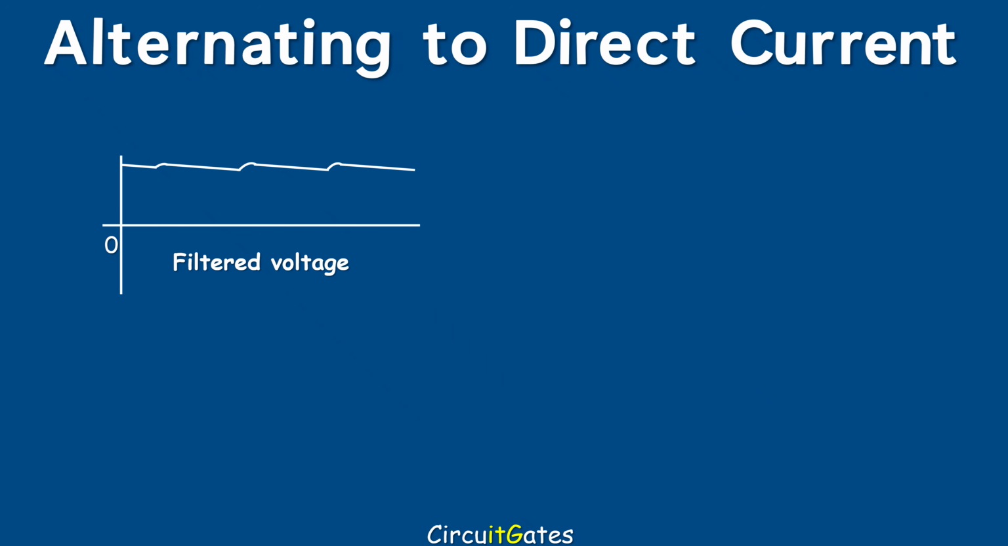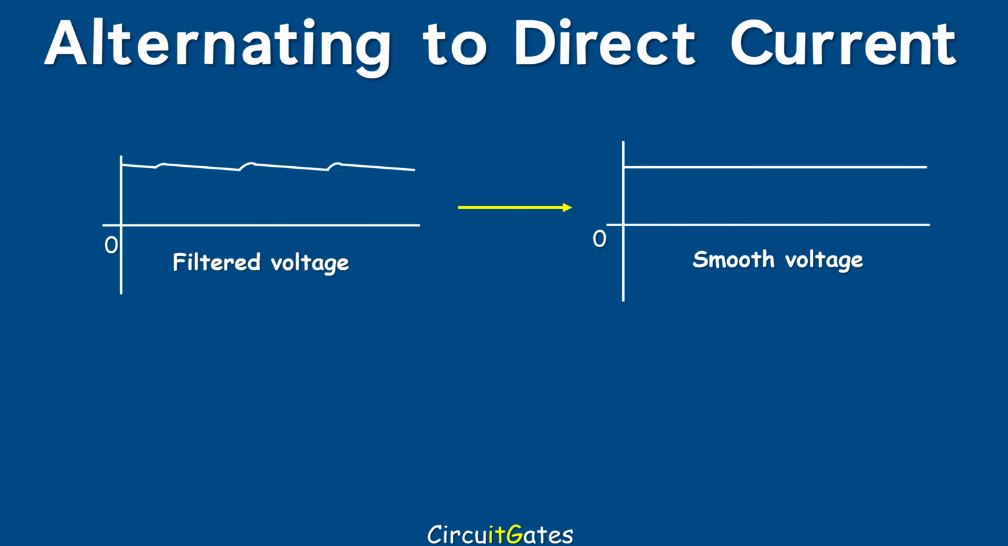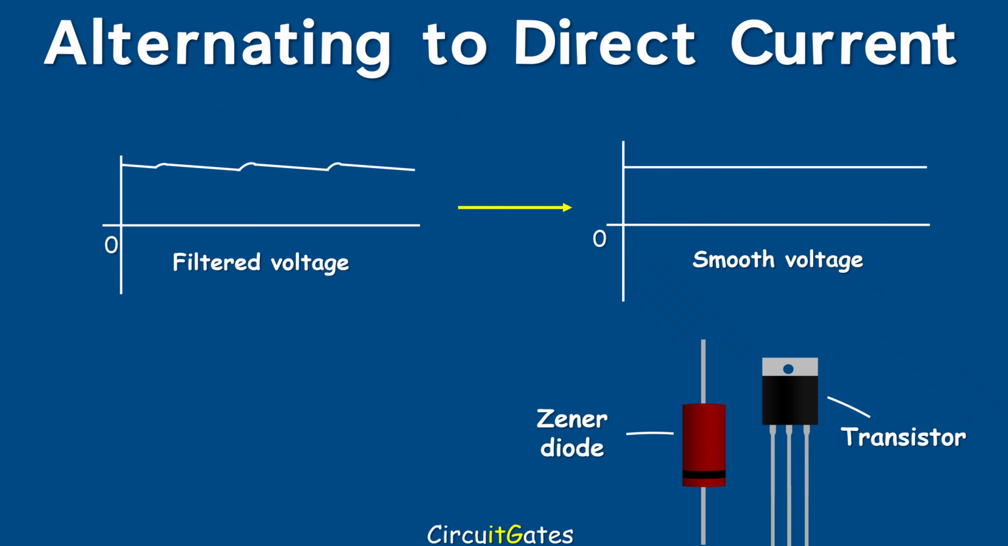After filtering the voltage, the last stage is regulation. At voltage regulation, we are maintaining a constant or smooth voltage across the load from a nearly smooth filtered voltage. Zener diodes and transistors are used for voltage regulation. In this video, we are going to use a zener diode in our voltage regulation.